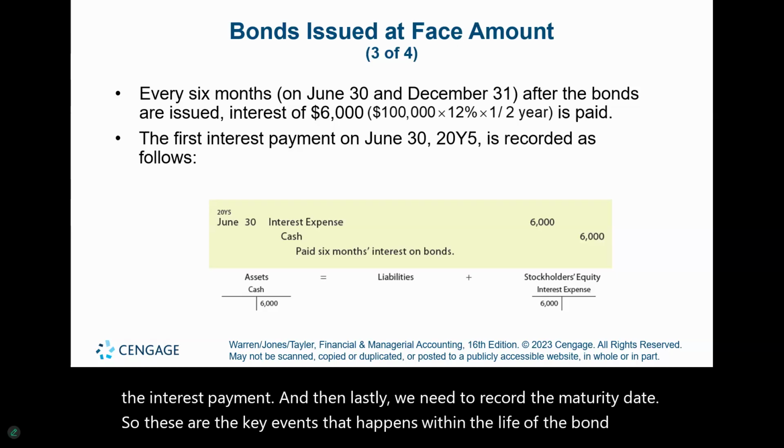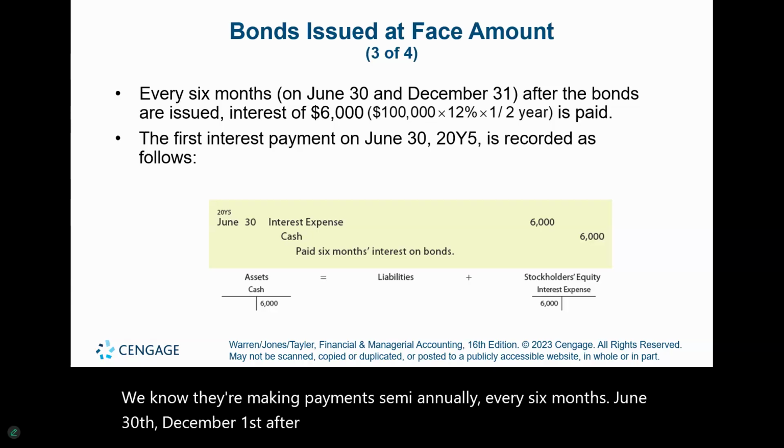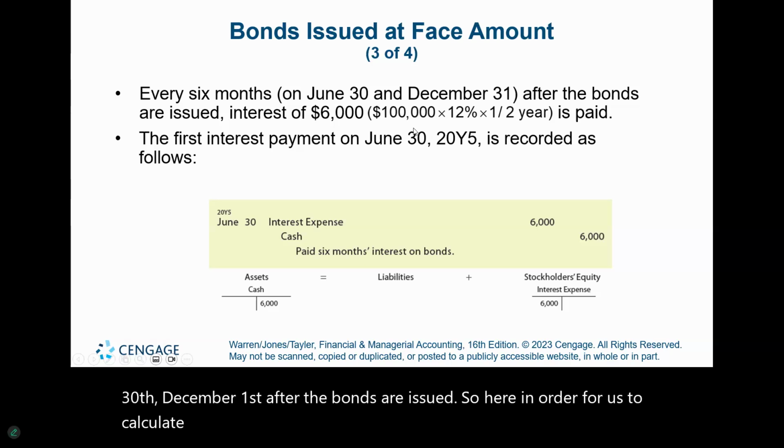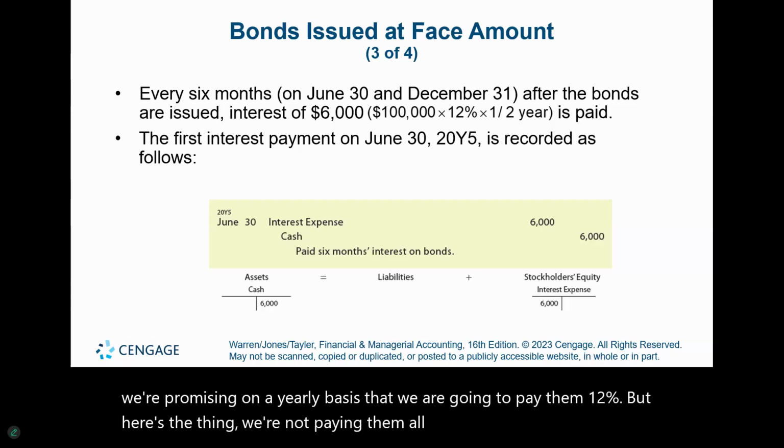So here, as we know, they're making payments semi-annually, every 6 months, June 30th, December 1st, after the bonds are issued. So here, in order for us to calculate it, we know that the face value of the bonds is $100,000, and we're promising on a yearly basis that we are going to pay them 12%. But here's the thing, we're not paying them all 12% at once. We're making the payment twice a year.